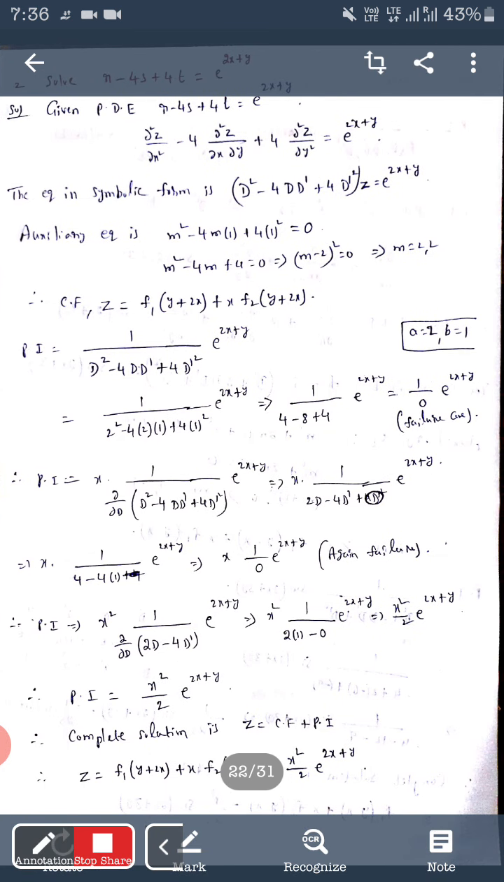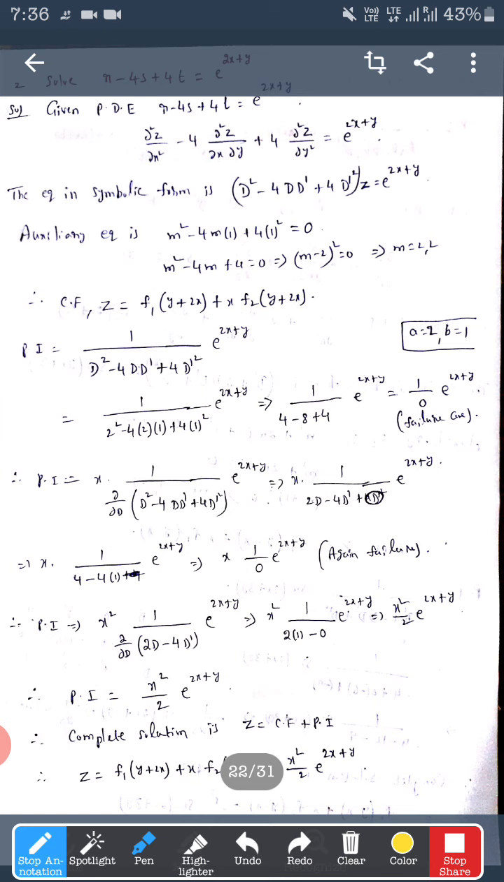Next, coming to another example. Here also, r minus 4s plus 4t is equal to e power of 2x plus y. In place of r, I am writing del square z by del x square. s is nothing but del square z by del x del y. We know that t is nothing but del square z by del y square. Therefore, if you write this in symbolic form, the equation changes into the form D square minus 4 D D dash plus 4 D dash square into z is equal to e power of 2x plus y.